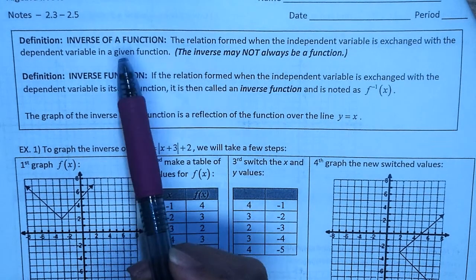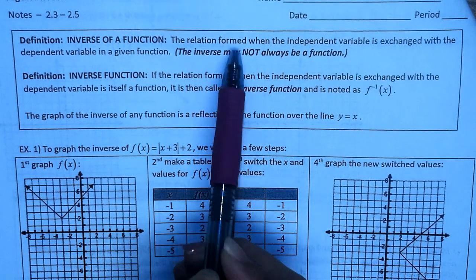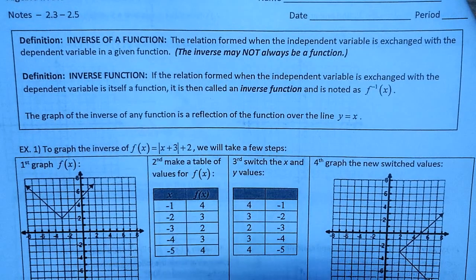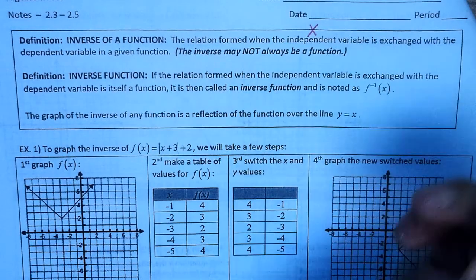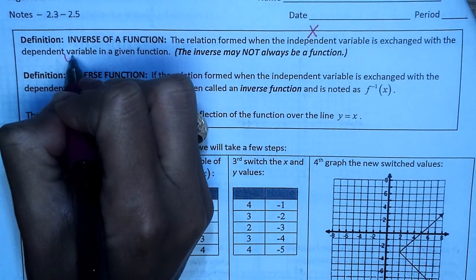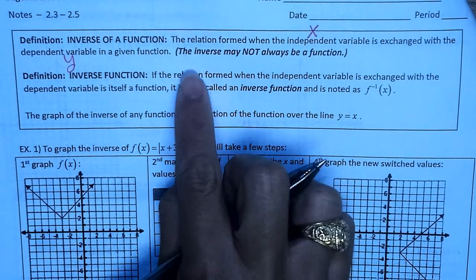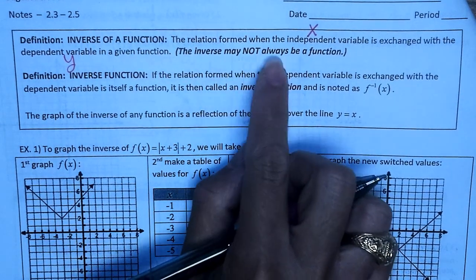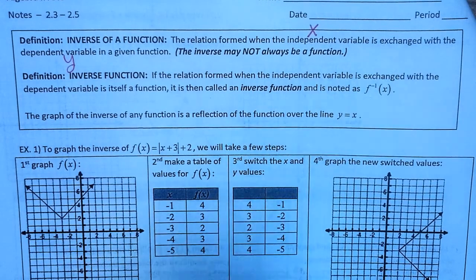The inverse of a function is the relation formed when the independent variable, which is your x variable, is exchanged with the dependent variable, which is the y variable. The inverse of a function may not always be a function, and that's okay.